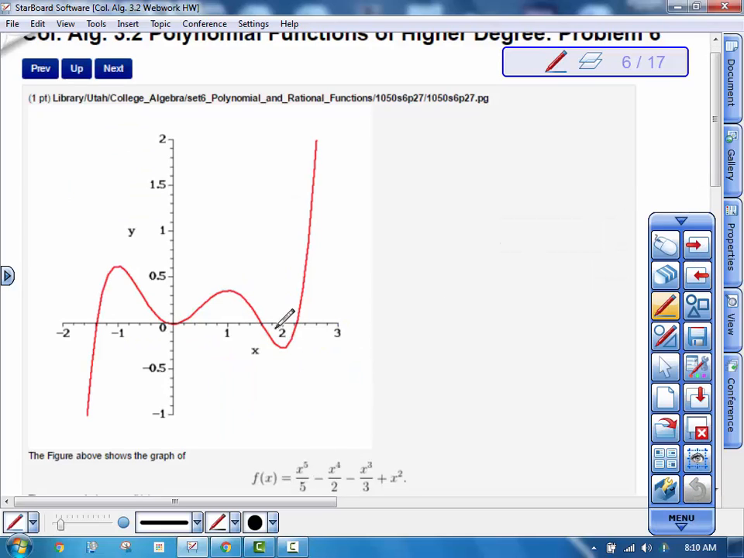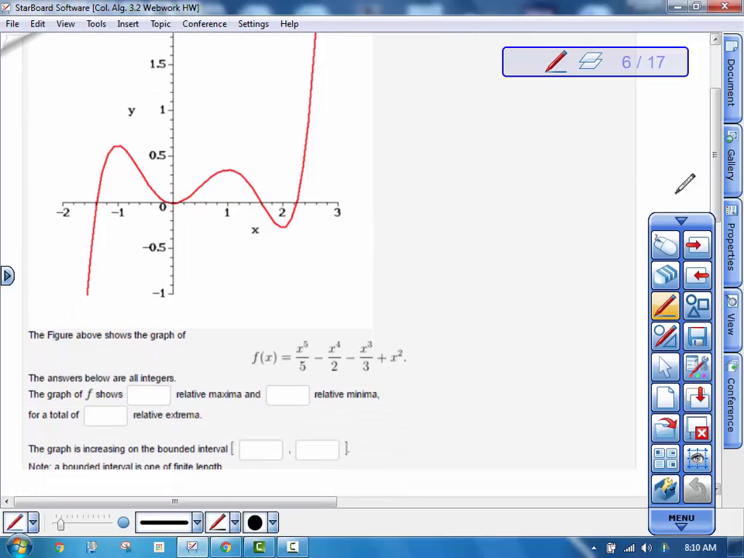So the next problem then gives us a 5th degree polynomial we can see here. So it's got up to 5 real zeros. And then asks us some questions. The graph of this function shows how many relative maximum, that'd be 1, 2. And 1, 2 relative minimum. The total number of extrema is 4.